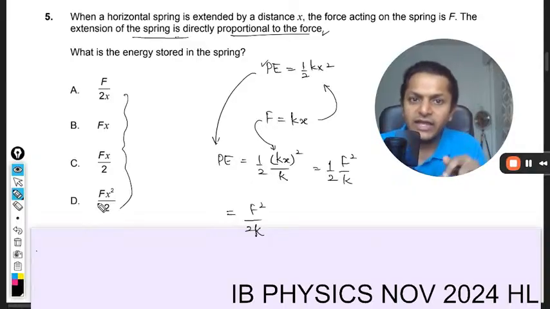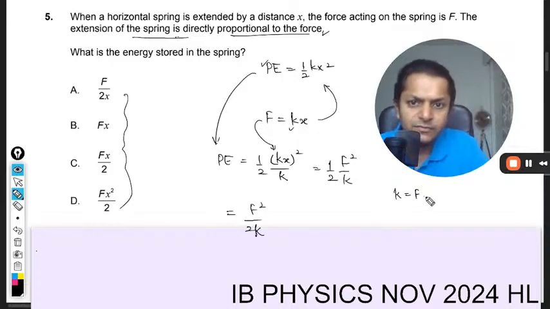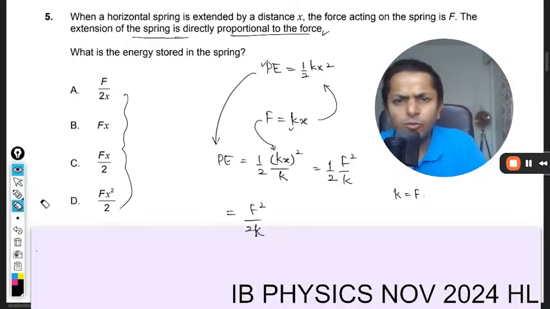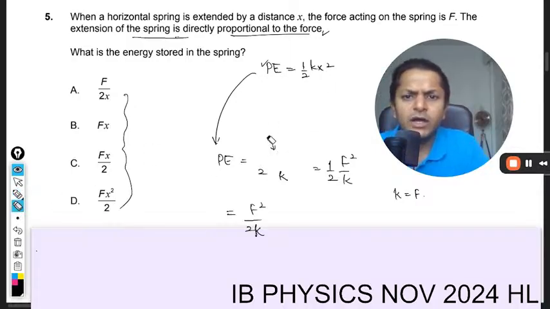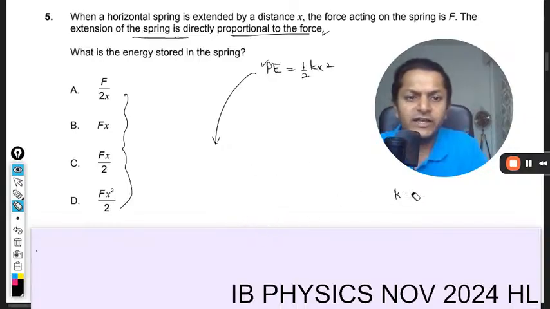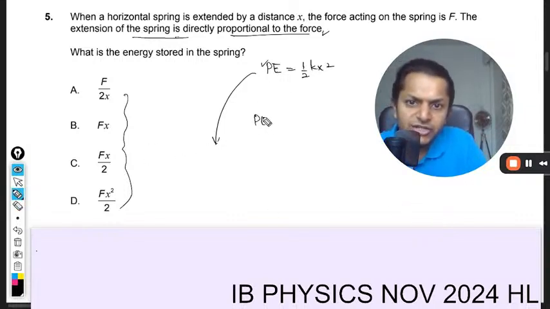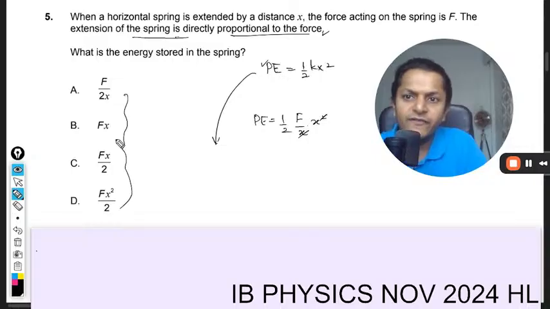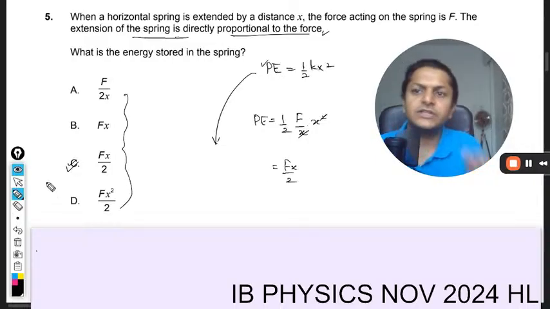Now let us try again to convert k in terms of F and x. So k will be equal to F by x, or we can directly substitute that. Unnecessarily, I don't want to create a very big equation. So the potential energy is equal to half, and k will be written as F by x, into x square. So clearly Fx by 2 is the correct answer. Clear? So this is how we do it.